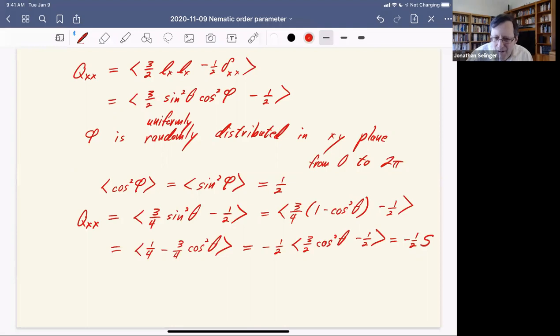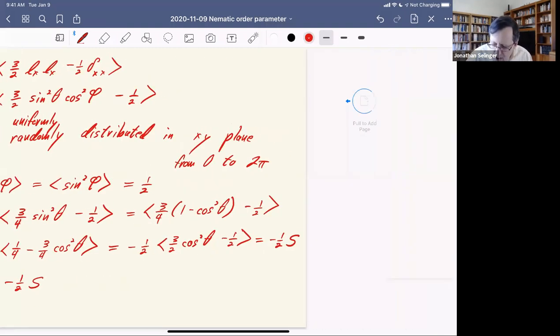Fair enough. All right. By the same argument, QYY is also minus a half S. It all just repeats the same way. And it makes sense that QXX and QYY should be equal to each other because there's nothing special about X or Y. Only Z is the special direction in our set of assumptions here for the nematic phase.